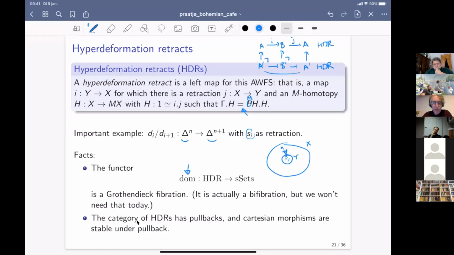And also you can show that the category of hyperdeformation retracts, which is the category of co-algebras for the co-monad, has pullbacks, and the pullback of a Cartesian morphism is again Cartesian.